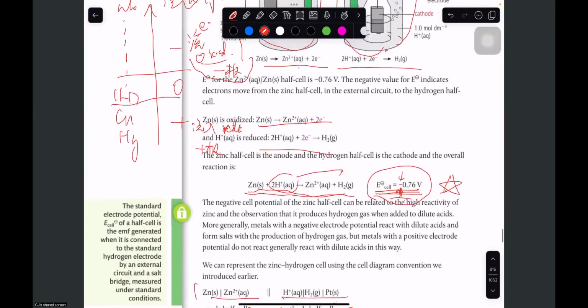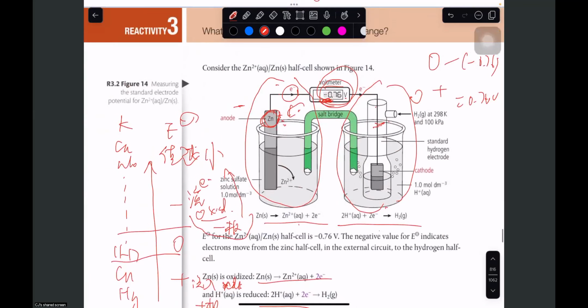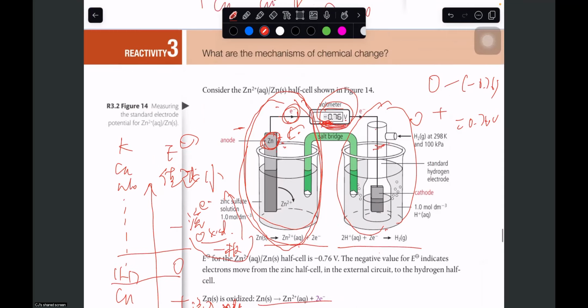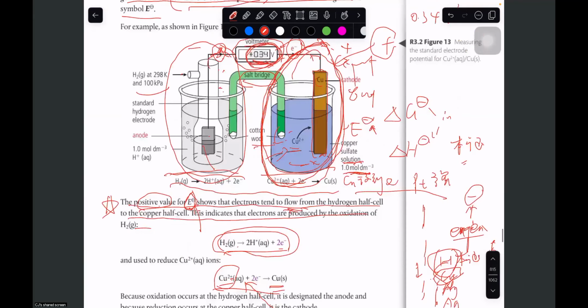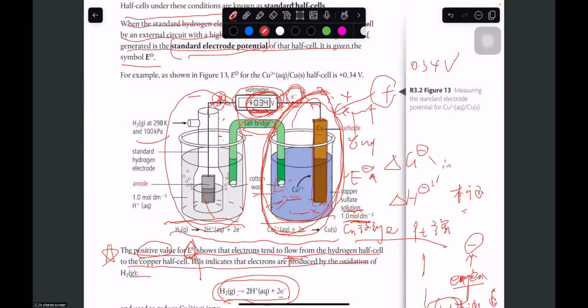So we can get a summary. If one half cell is connected with the SHE, and this cell will lose electrons, it will get a negative voltage. If it can get electrons from the SHE, it will get a positive voltage.